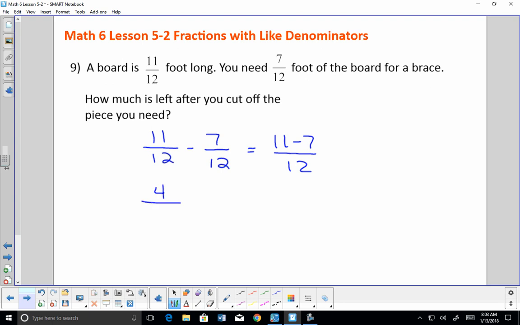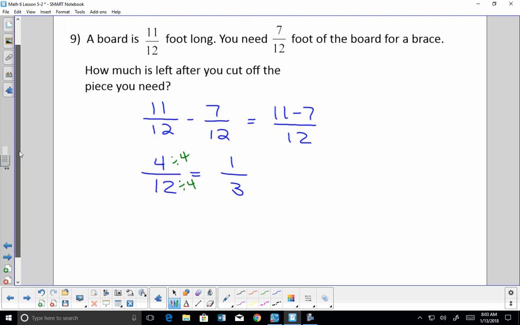Well, 4/12 is not in lowest terms. This can be divisible by 4. So 4 divided by 4 is 1. 12 divided by 4 is 3. Since this is a word problem, I have to answer this in a sentence. So I would say that there is 1/3 of a foot left.